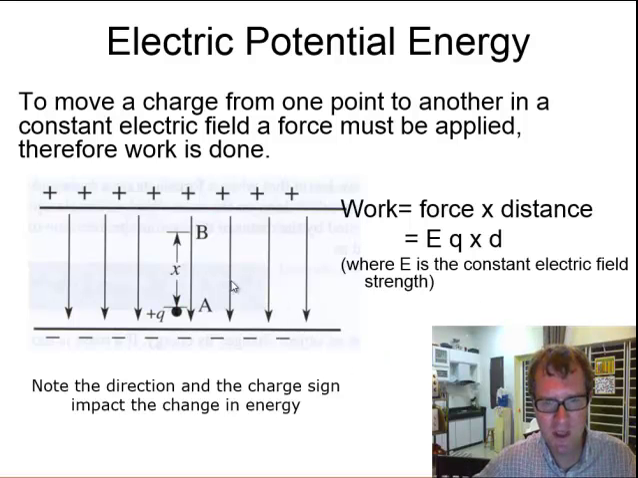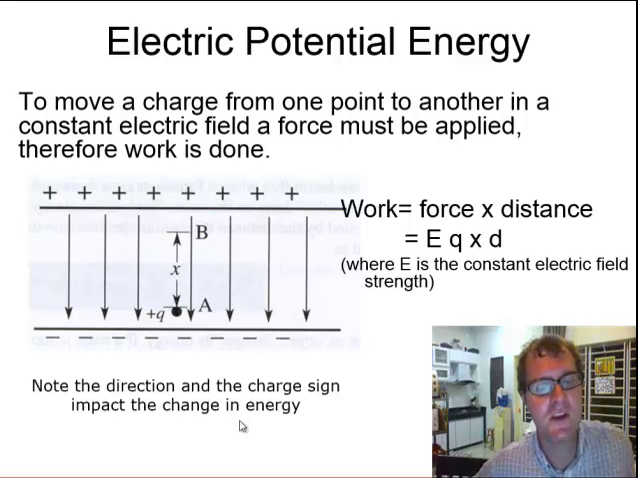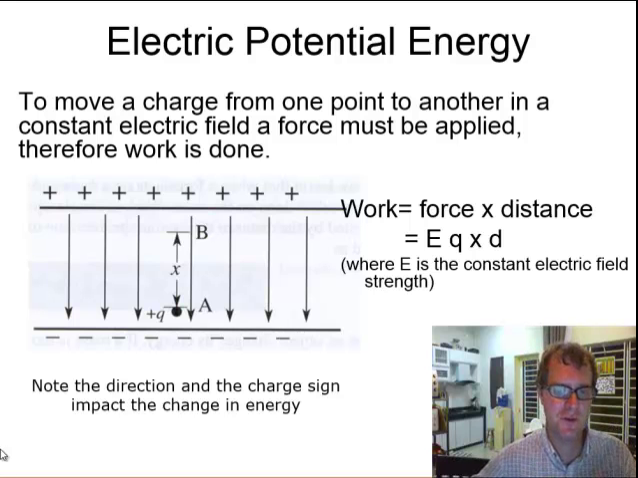Just remember, I'm using the example of a positive charge moved from position A to B, so I'm actually increasing the potential energy. It's something to note. If the charge was negative, or the direction of the field lines were switched around, this would have an impact on the sign relating to the energy, something you should be very careful of. So that's the idea of electric potential energy.